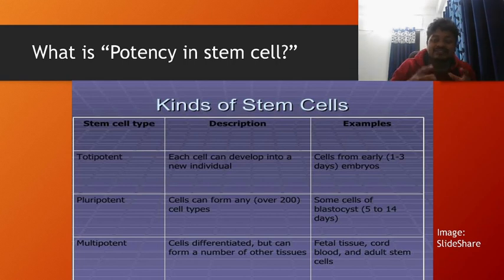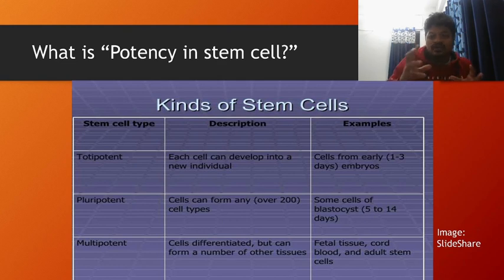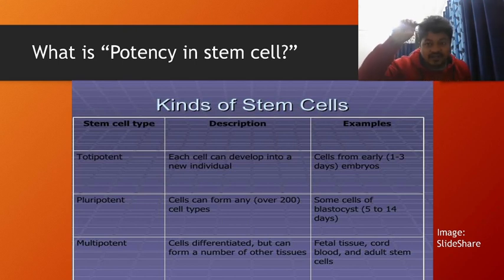An example is the cells that are 1 to 3 days old. You have seen that when blastulation is happening, or the blastula is forming, one cell becomes 2, 2 becomes 4, 4 becomes 8. At this stage, when the zygote has just reached 3 days, these cells are completely nascent and they can produce all types of cells, from the cells that produce hair to the extraembryonic membrane, like the placenta, umbilical cord, all this.